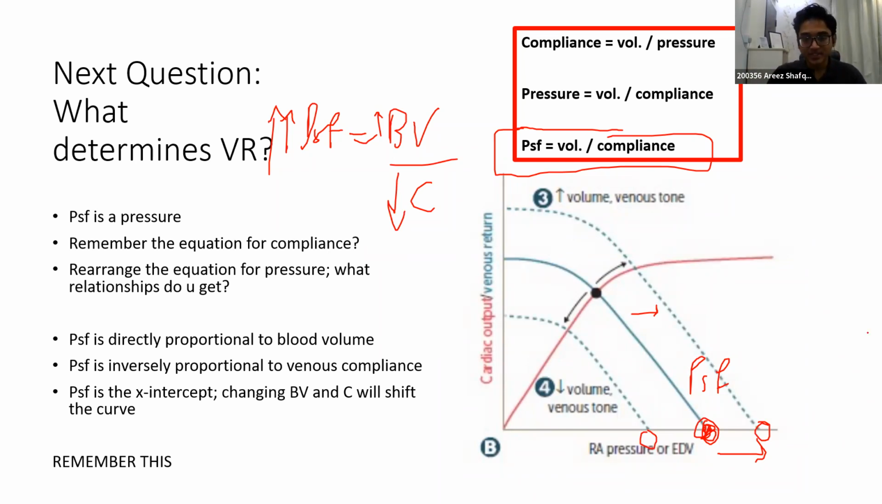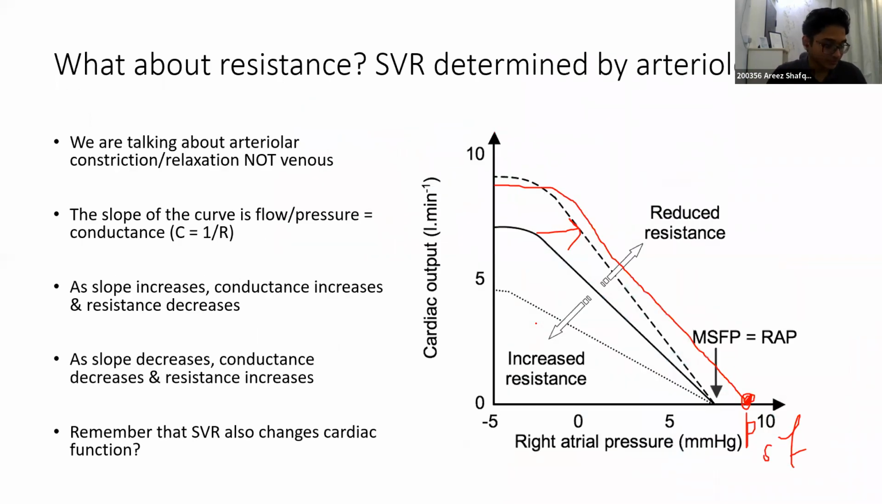If the curve shifts to the left like this, that means I've decreased PSF. So either I've decreased the blood volume or I've increased the compliance by dilating the veins. So if the curve shifts to the left, you have two options: decreased blood volume or increased compliance. Does this point make sense? Because decreased blood volume means that not as much blood is going back to the ventricle, and increased compliance is that more blood stays in the veins, right?